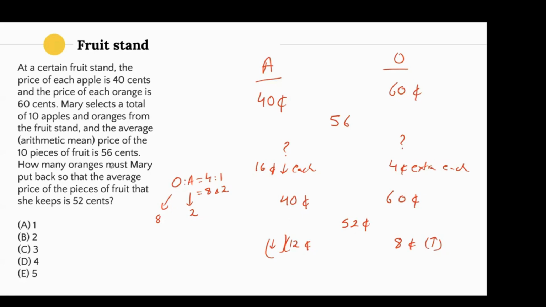Now, there's an issue of understanding what the question's asking for. How many oranges must Mary put back? So now see, here it's not like Mary is giving something to somebody else, or oranges are doing something with apples. Apples remain the way they are. All that's happening is the number of oranges is going to reduce. Oranges are not going to convert into apples or anything like that. That makes sense?